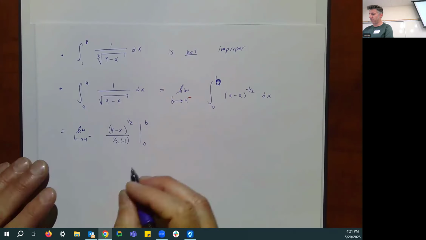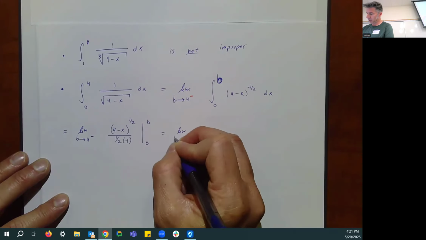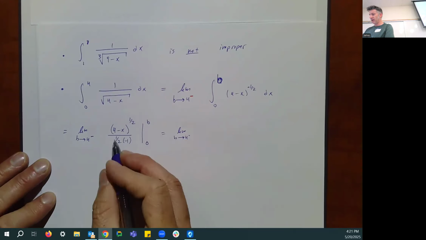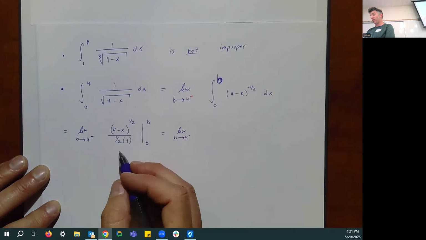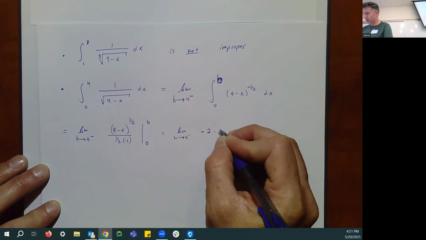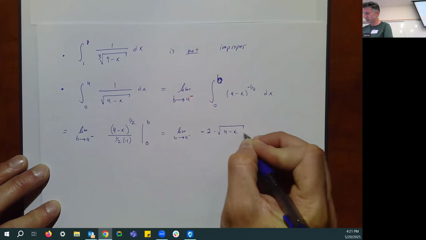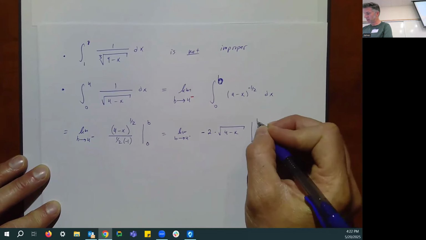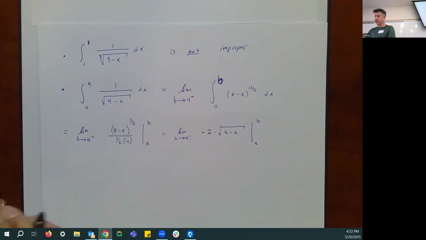That looks gross. Let's fix it. So limit as b approaches 4 from the left. Dividing by negative 1/2 is the same as multiplying by negative 2. So it's negative 2 times the square root of 4 minus x from 0 to b. And now things are going to work out great.